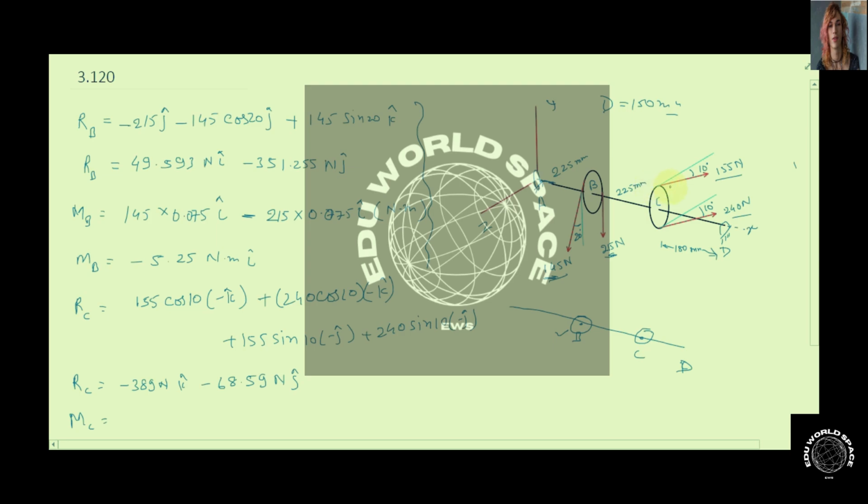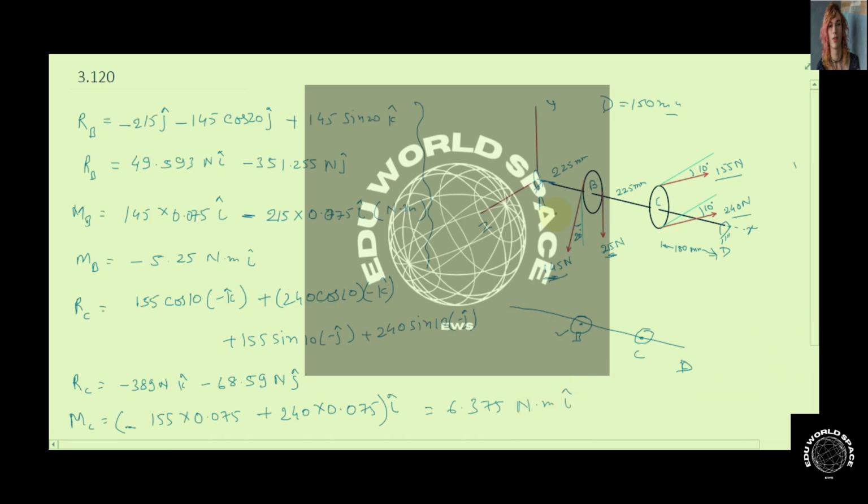Newton is going to cause a couple along negative x-axis, so we will write it as minus 155 multiplied by the radius, that is 0.075, and this 240 Newton is going to cause couple along positive x-axis, and we are getting this direction by using the right hand thumb rule. So this will be plus 240 multiplied by 0.075. Both of these are in I cap. So this comes out to be 6.375 Newton meter I cap.